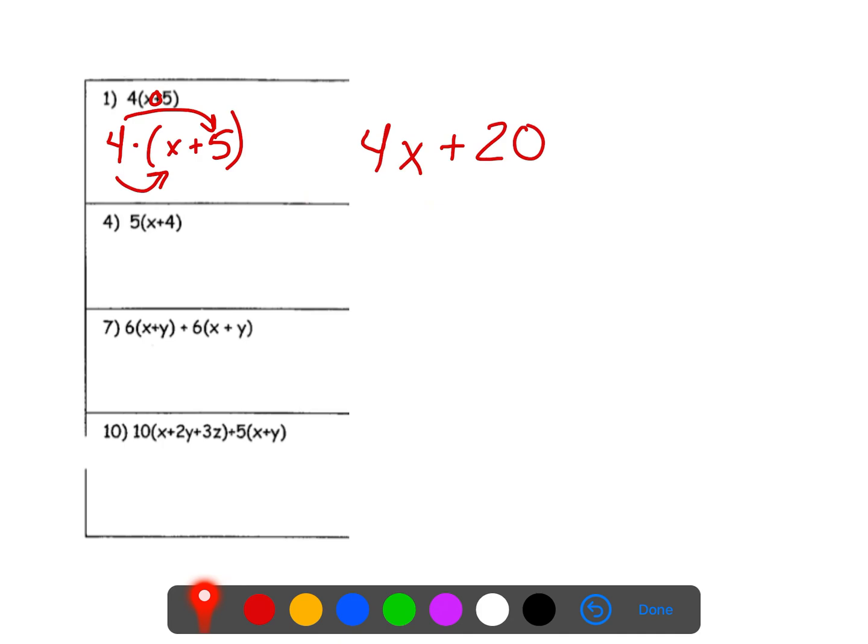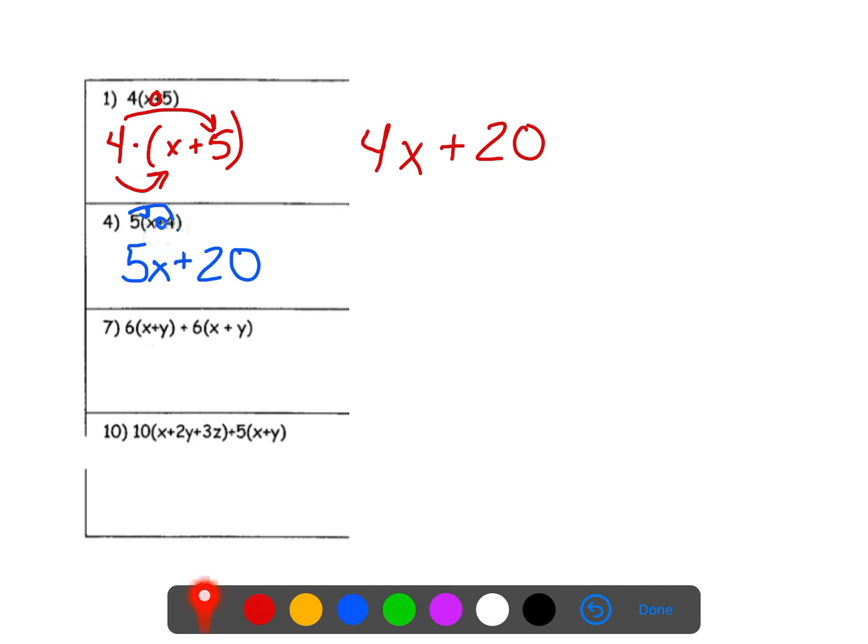So for the next one, we have 5 of these groups of x plus 4. That means we have 5 x's and we have 5 4's. That's our distribution. So we would distribute 5 times x, 5x. We distribute 5 times 4. That's another 20. And we're going to add because that was the operation happening between these two quantities here in parentheses. That's it. Now we're just going to look at a few more complicated versions of that.